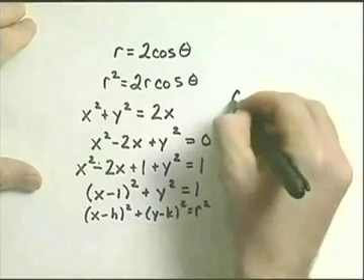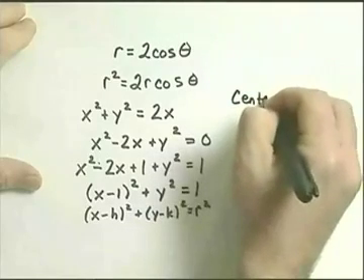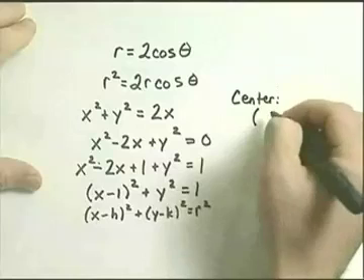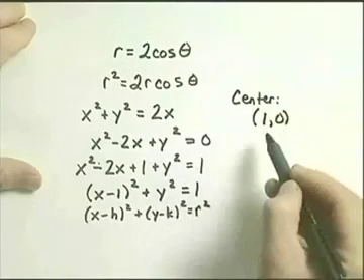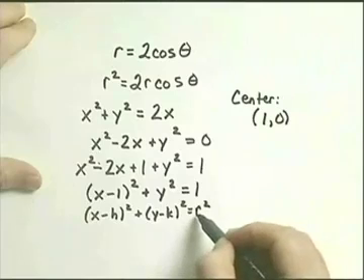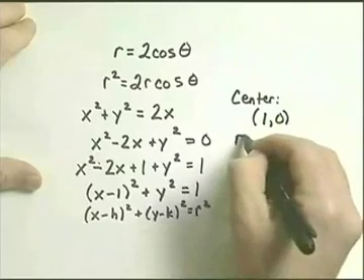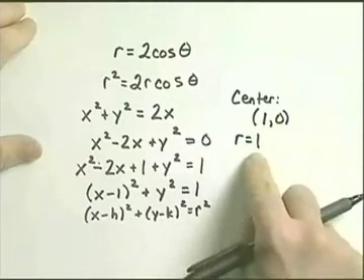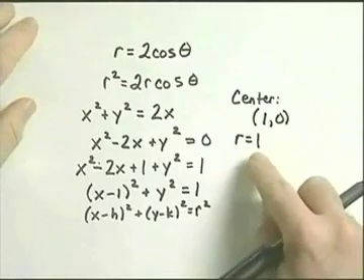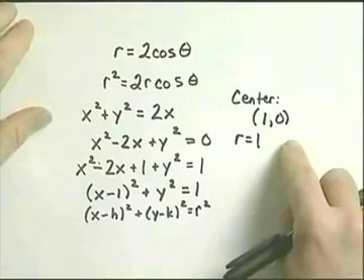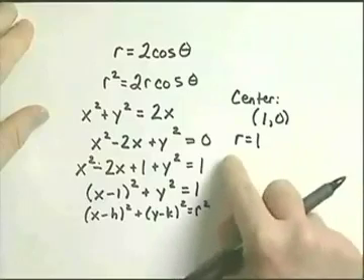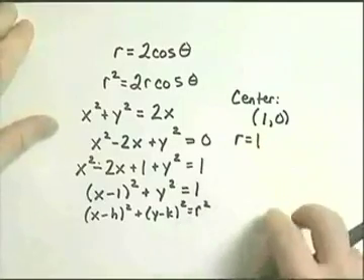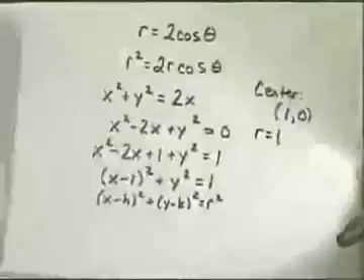So the center of this circle is the point (h, k). h is 1, k is 0, so the center is (1, 0). The radius is going to be equal to 1. So to graph this equation, I'm going to plot a point at (1, 0), then plot points 1 unit to the right, left, up, and down from the center, and then draw in my circle.